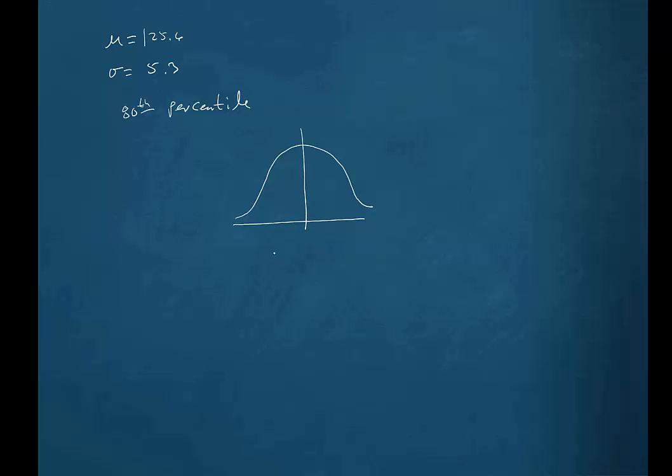So we have a curve with a mean of 125.6. Standard deviation is 5.3 again. And we're looking for the 80th percentile. So that means that 80% of the values would be less than that. So it would have to be to the right of the mean. So over here in this left-hand part, to the left of that mark, we have 80% of the distribution. And to the right, we have 20%.